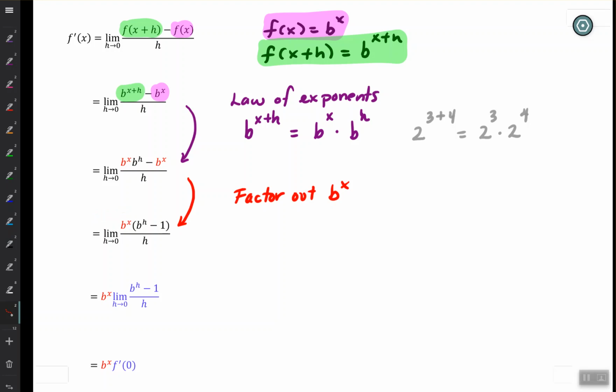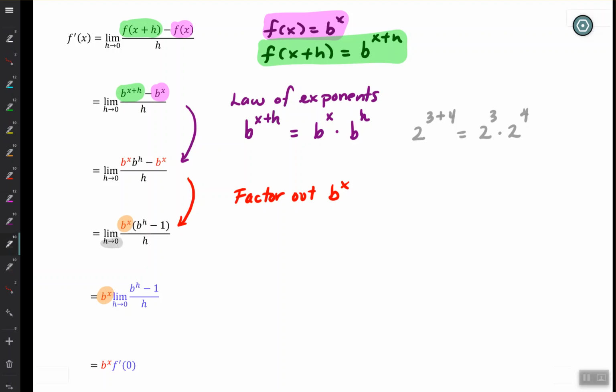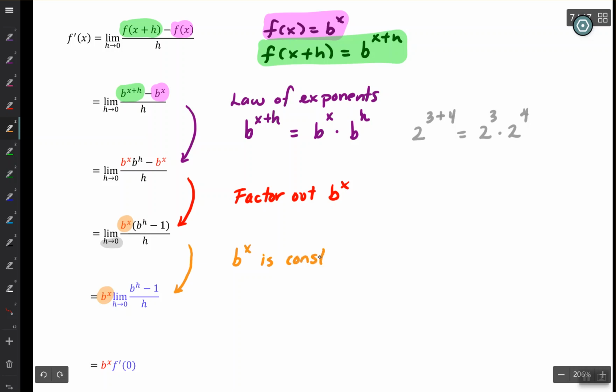And you might be saying to yourself, wait a second, the only thing that I can take out in front of a limit is a constant multiple, right? No variable stuff. But b to the x is constant with respect to h, right? There's no h stuff in b to the x, so I can pull it out in front of that limit.